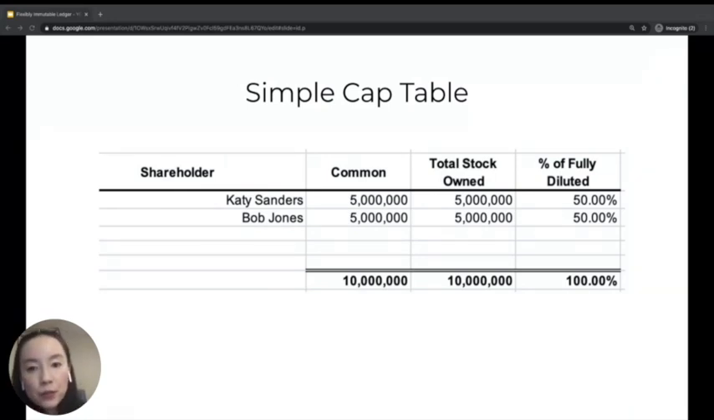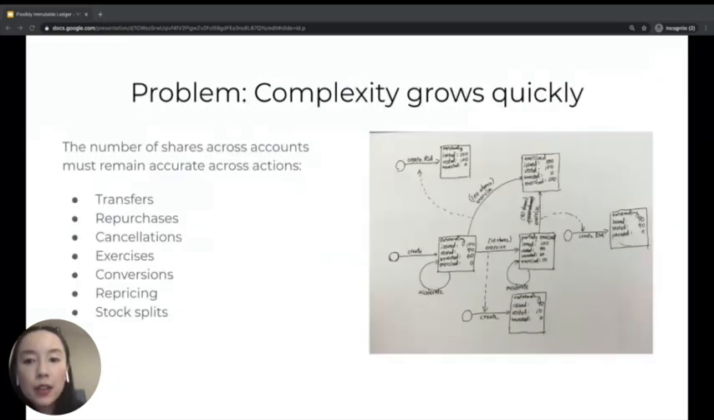But the problems that you face really with maintaining equity on a cap table is what happens at scale. As companies grow, their cap tables become increasingly complex. For example, you have many different types of share plans and many different types of share classes for employees and for investors. And once you grow, shares can also be transferred, repurchased, canceled, exercised, converted. There's repricing, there's stock splits.